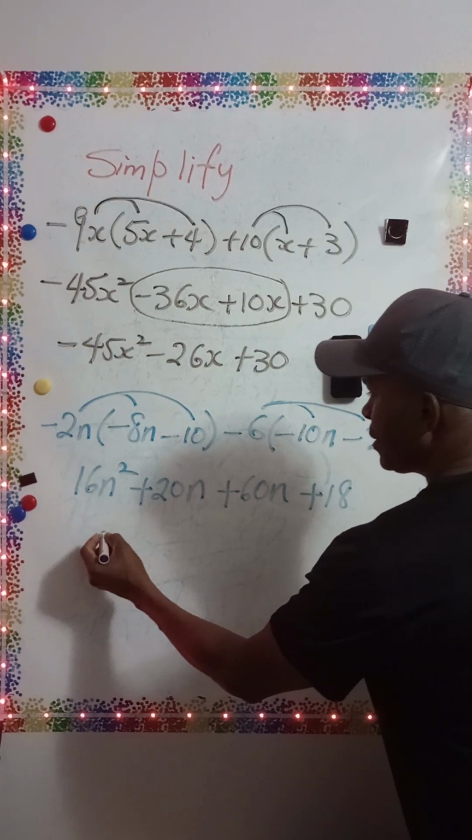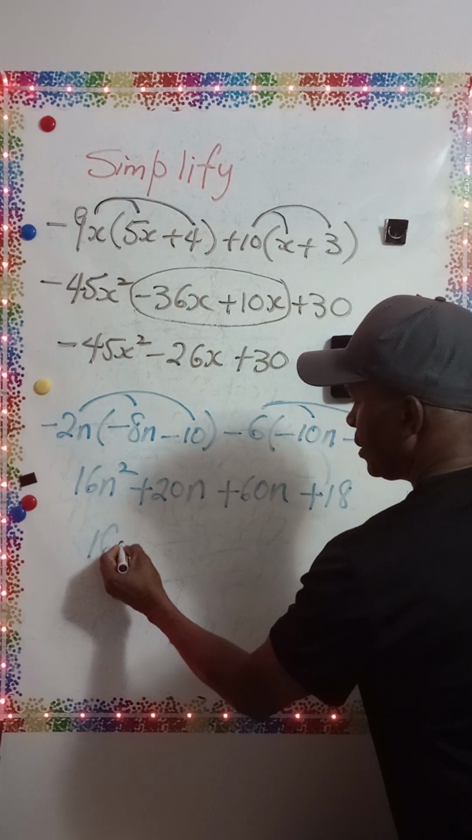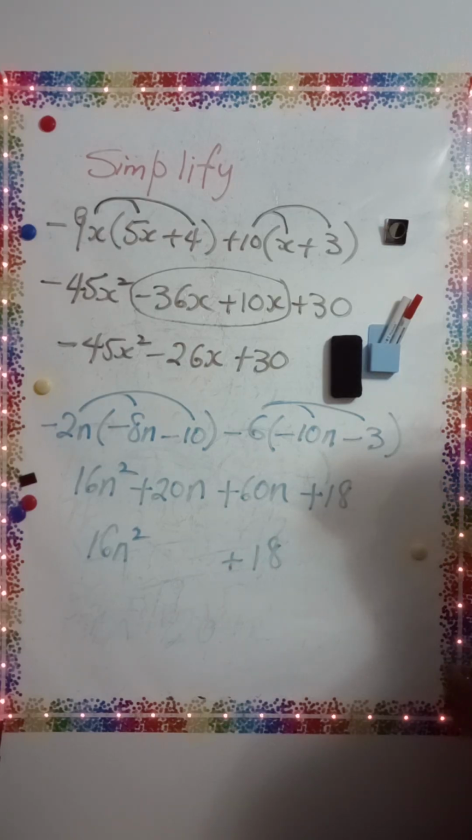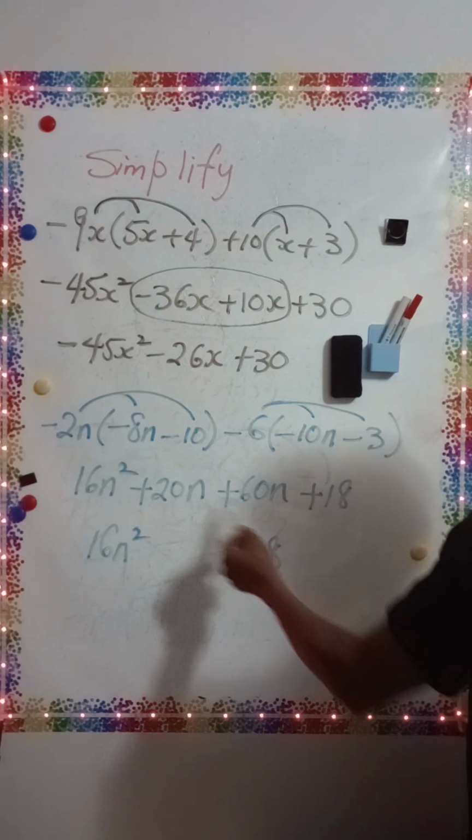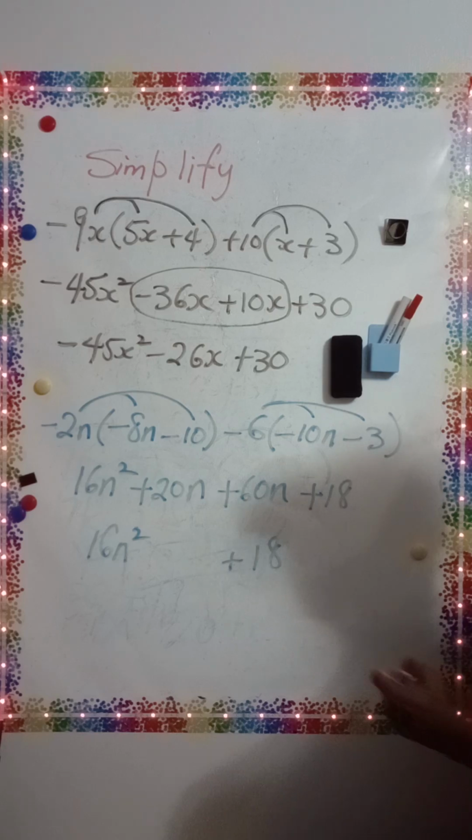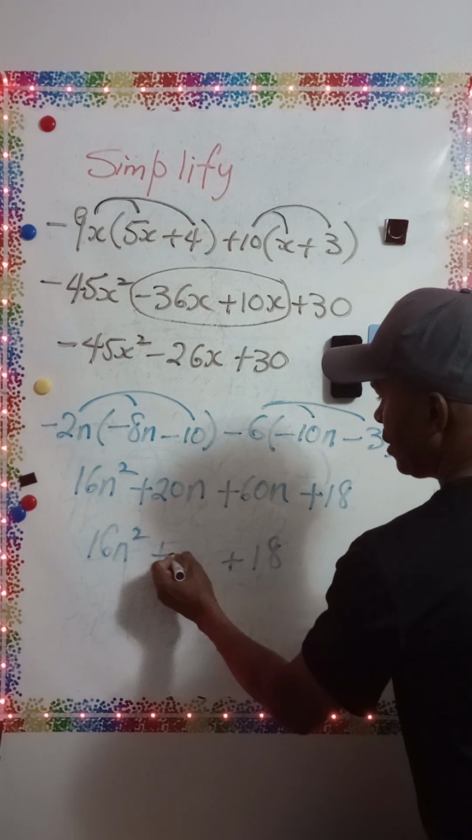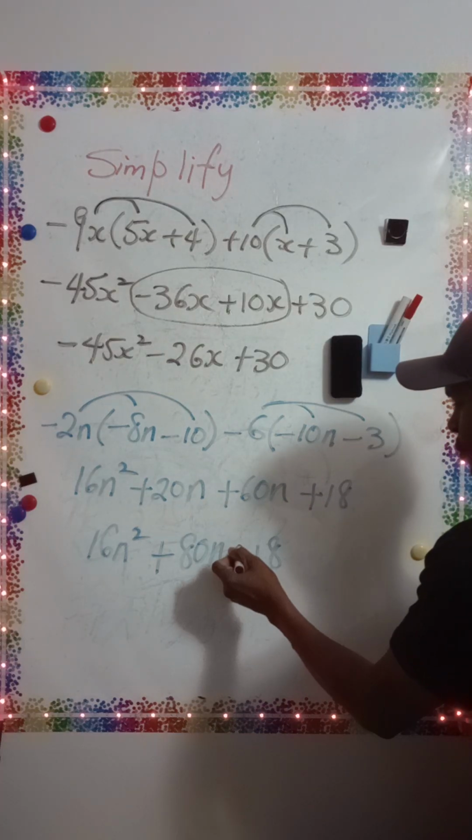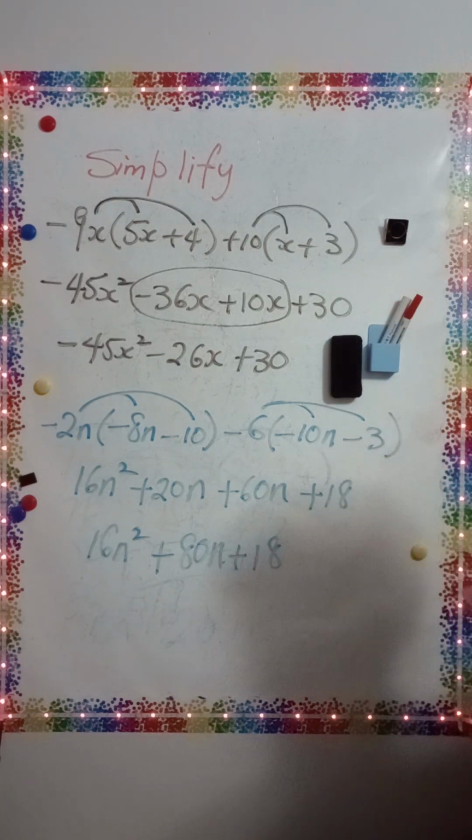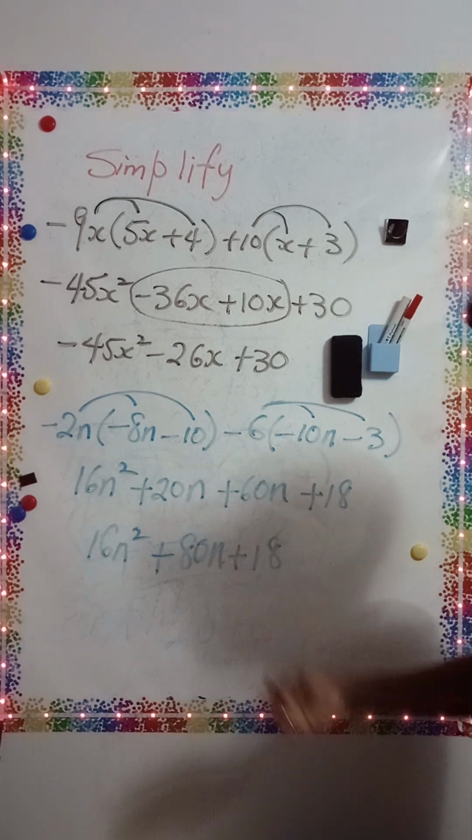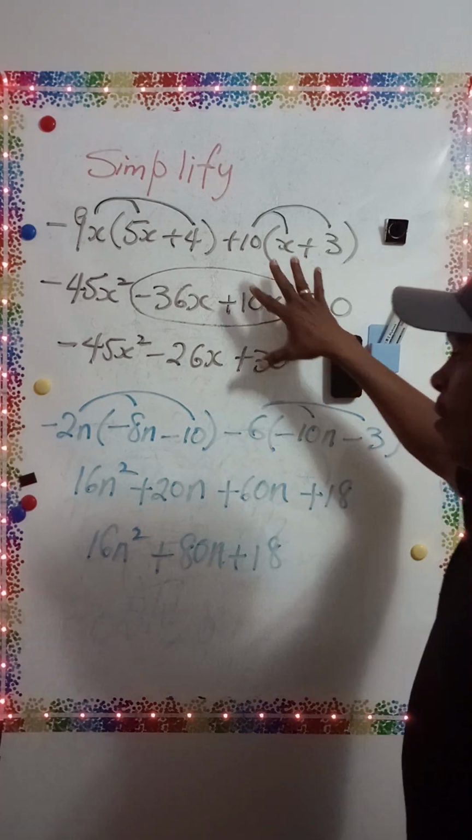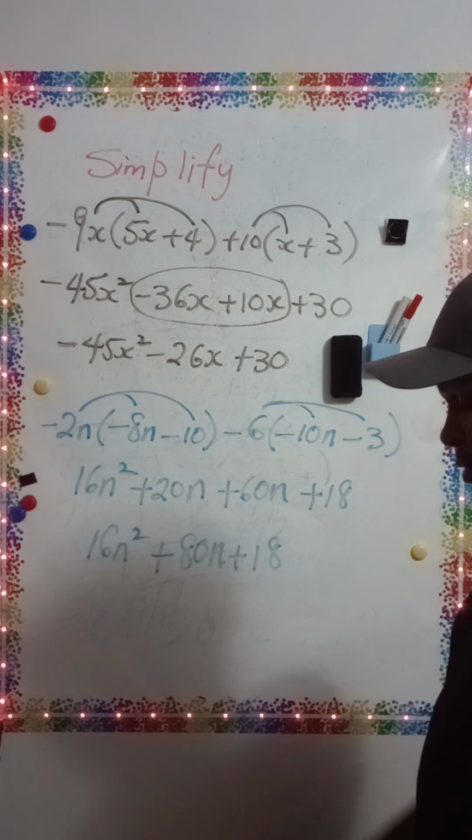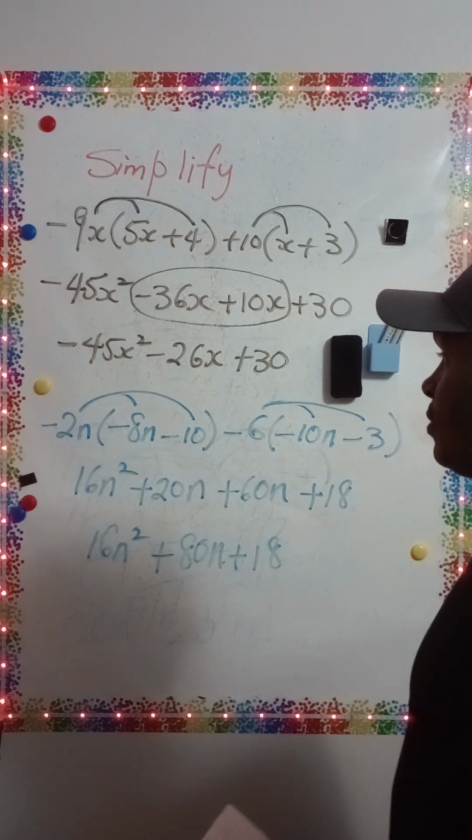So you're going to have what? 16n squared, right, over 18. Good. And we're going to go and add up 20n plus 60n because they're like terms. So you're going to have a total of 80n. So please note what has happened here. So that is how you simplify an expression of this sort, by distributing, since we have parentheses that must be gotten rid of.